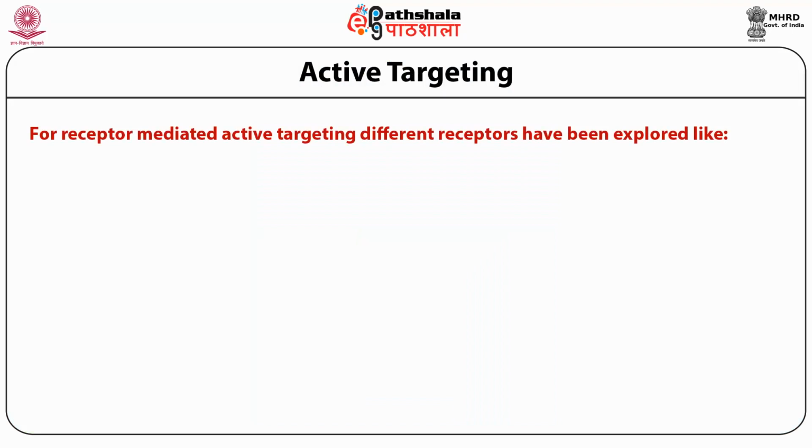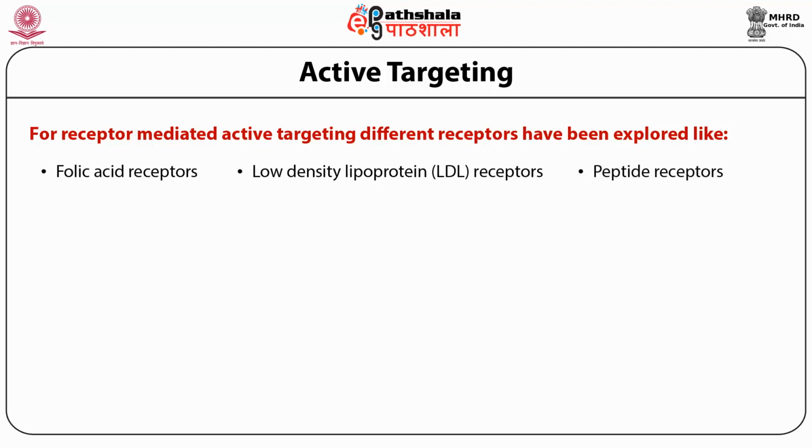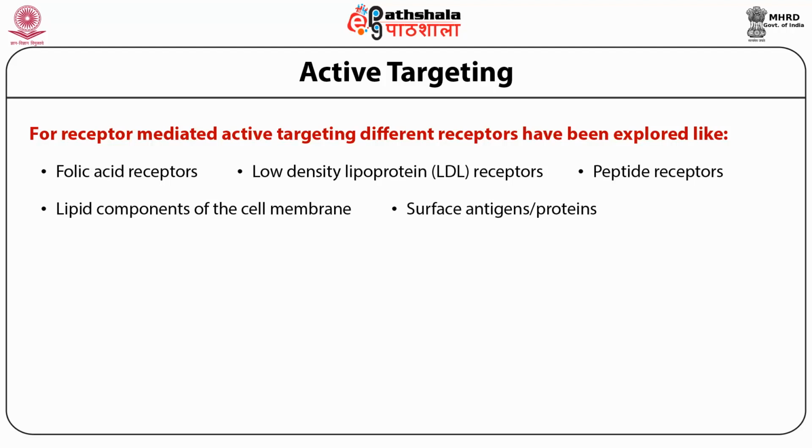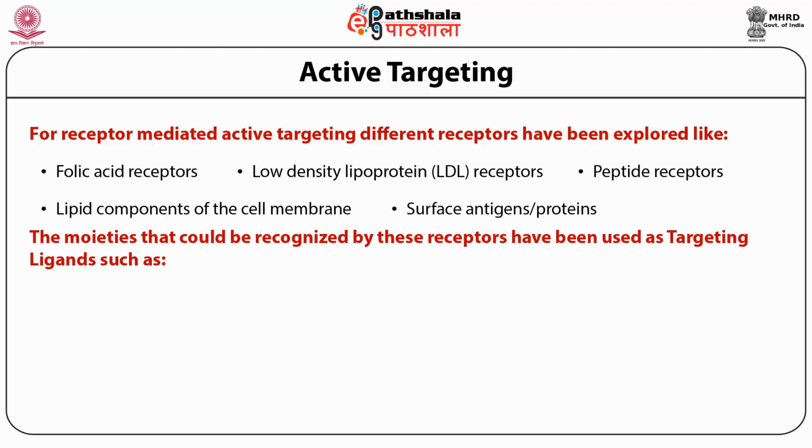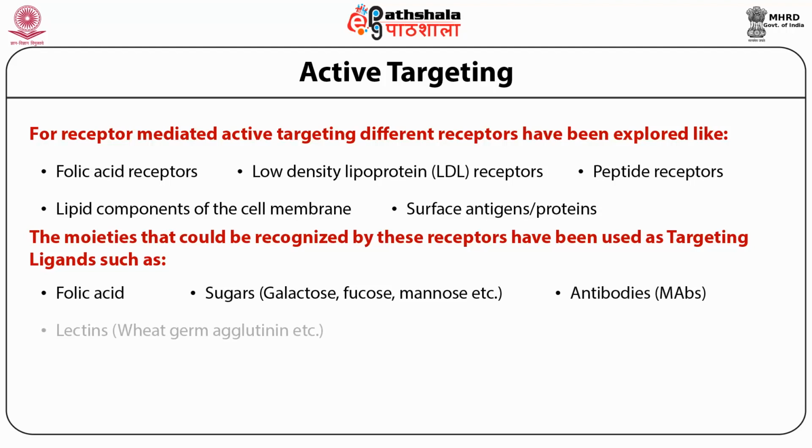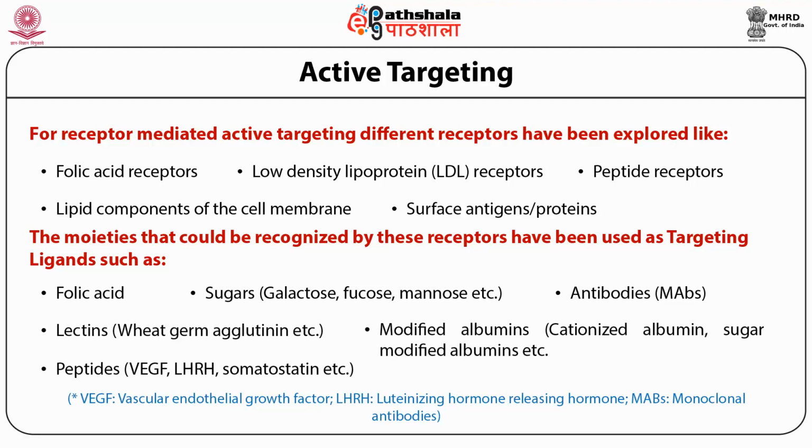For the receptor mediated active targeting, you need to use different types of receptors. Here I have given the name of some of the receptors which have been used for the targeting, that includes folic acid receptor, low density lipoprotein receptors, peptide receptors, lipid components of the cell membrane, surface antigens and proteins. The moieties that could be recognized by these receptors include folic acid, then sugars for some other receptors, then you have antibodies, lectins, modified albumins, peptides, etc.